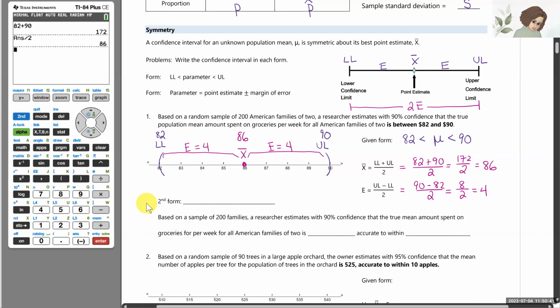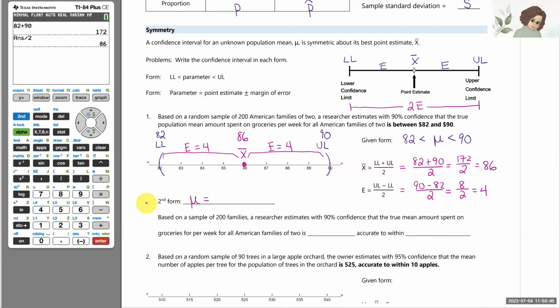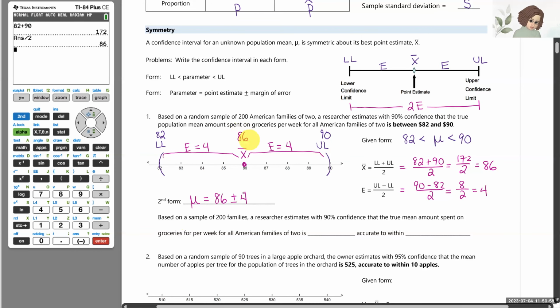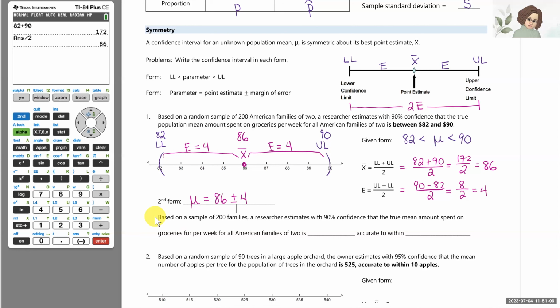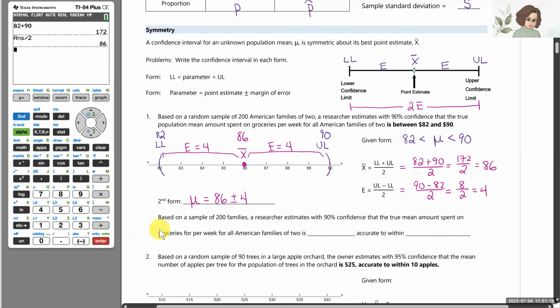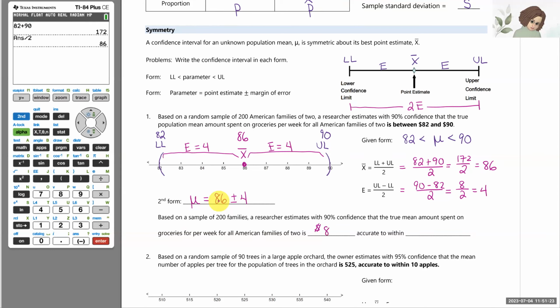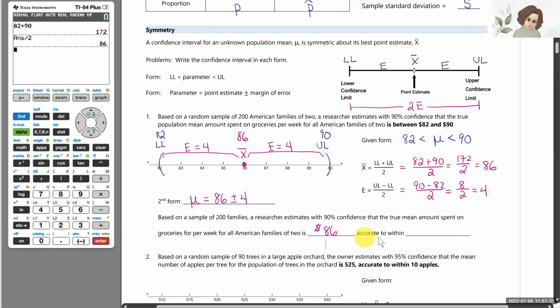All right, so in the second form, we say the parameter mu is, we write our point estimate, 86, so our center of the distribution, plus or minus our margin of error. And then we'll write that as a sentence. All right, so based on a sample of 200 families, a researcher estimates with 90% confidence that the true mean amount spent on groceries per week for all American families of 2 is, so rather than saying is between, now we say it is 86, and now we need our units in our sentences. So $86, and then accurate to within, so that word within will always refer to our margin of error, the plus or minus aspect. So they think it's $86, accurate to within $4.